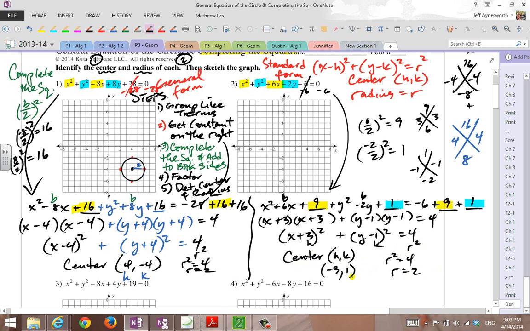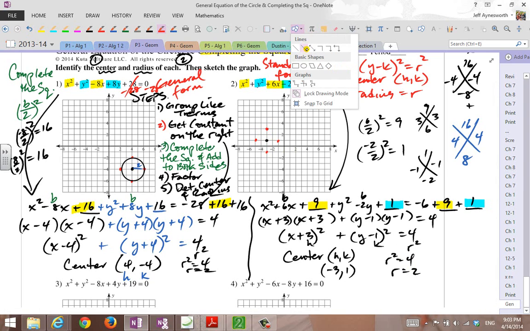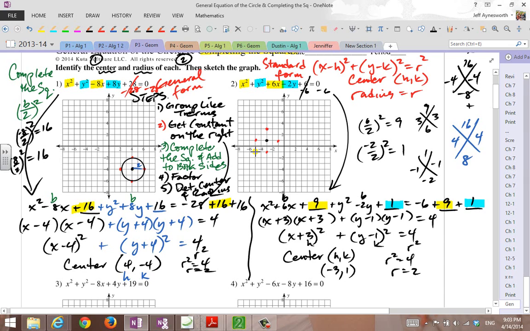So I know my center, I know my radius. So I graph the center at left 3, up 1. That's the center. And then I radiate out 2. That means I go up 2, right 2, down 2, and then left 2, and then I graph, get your compass out obviously, and graph your circle. And there we go. And that's a radius of 2 right there. You can see it.